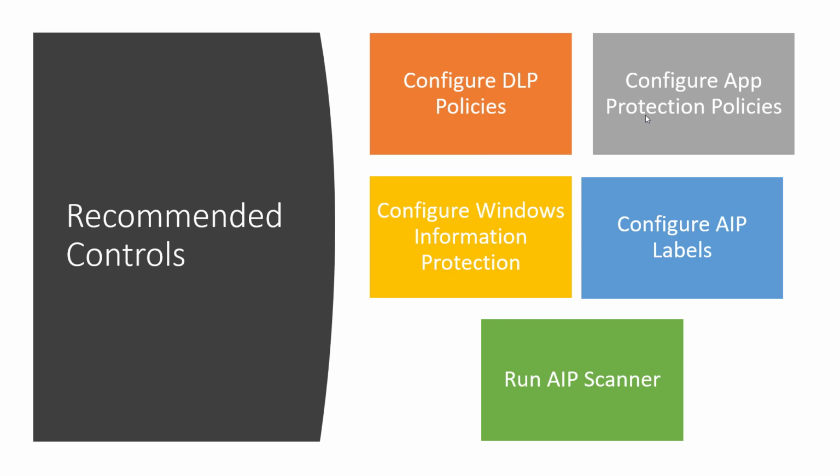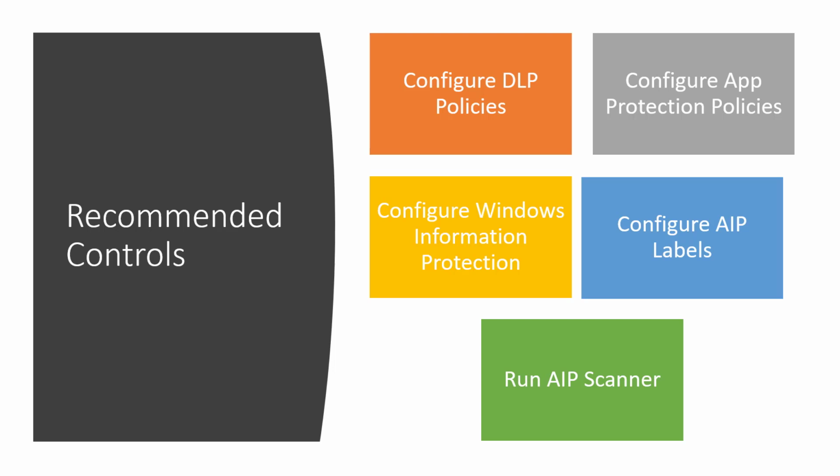The app protection policies are specifically from Intune. This is the mobile application management side of Intune, and it allows you to create policies that let users access corporate applications or corporate data on personal cell phone devices without actually having to enroll that device in the MDM solution. So this is great for you to set up. It's very lightweight in the sense of the time it takes you as an admin to set up a policy and the kinds of protection that you're getting on both iOS and Android devices.